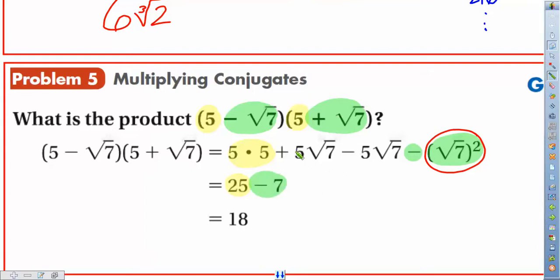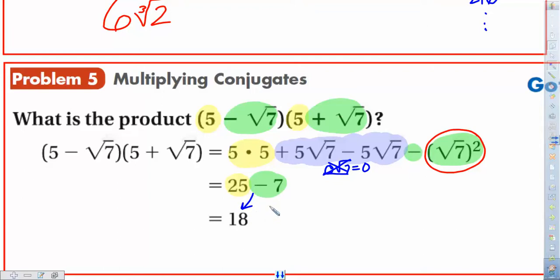And then what happens here when you do the outer and the inner, right? When you do 5 times the square root of 7 and then negative 5 times the square root of 7, I'll get rid of those. See how in the blue you have those like terms there? Isn't that going to add up to, let me write it here in blue, 0 square roots of 7? And 0 times anything would be equivalent to 0. So what I really have here is 25 minus 7, which simplifies to simply put 18. 18, ladies and gentlemen, that's it.